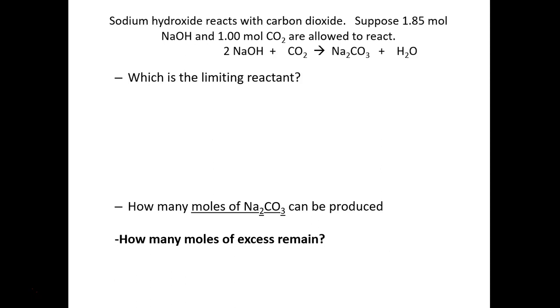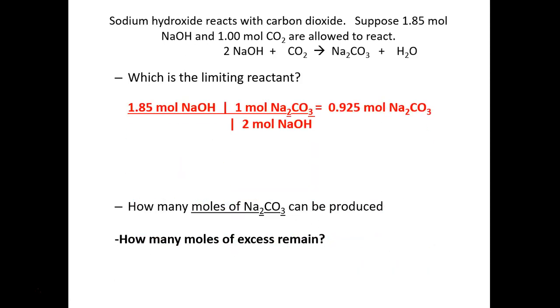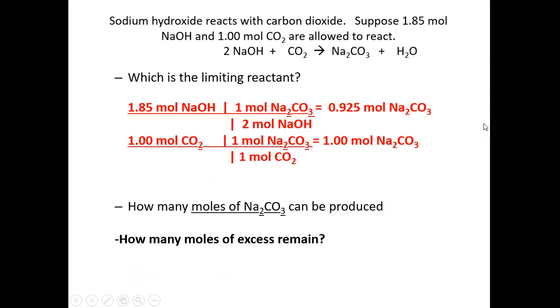So to figure out the limiting reactant, we can convert both reactants to one of the products. Now, there are 2 products in this equation, so it's hard to know which one you should convert to. But if you look at the second question, it says how many moles of sodium carbonate can be produced. So if we just convert to moles of sodium carbonate, we can save ourselves another step later. Alright, so with 1.85 moles of sodium hydroxide, I can make 0.925 moles of sodium carbonate because the ratio is 2 moles of sodium hydroxide to 1 mole of sodium carbonate. But with my CO2, I can make 1 mole because the ratio is 1 to 1.